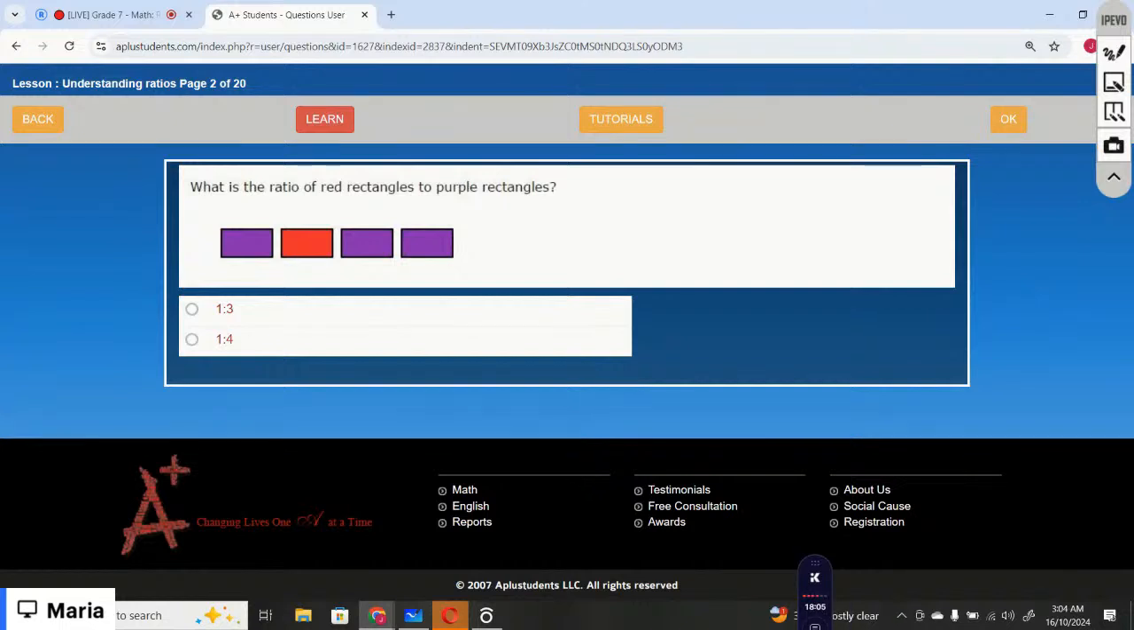What is the ratio of the red rectangles to purple rectangles? So which is the correct option? Red rectangles to purple rectangles. You have one red rectangle and 3 purple triangles. So that is 1 ratio 3. The correct option is option number 1. That is 1 ratio 3.